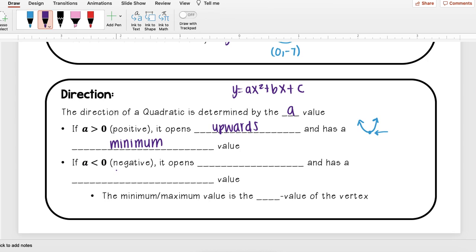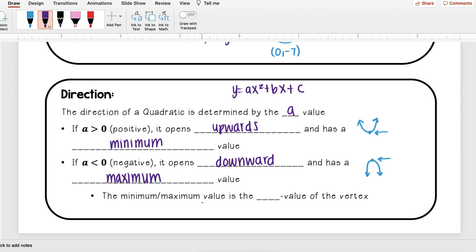If a is less than 0, in other words negative, that means it opens downward and has a maximum value. So that means my graph would look something like this, where it's opening down, and I would have a maximum value because that would be the highest point that my graph goes, but I don't have a minimum value because it's going to continue forever downwards.